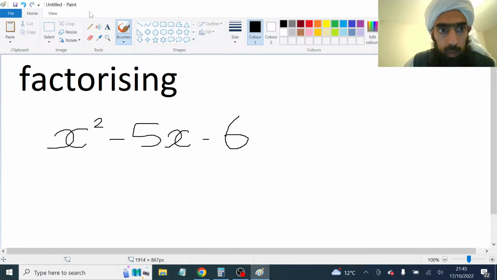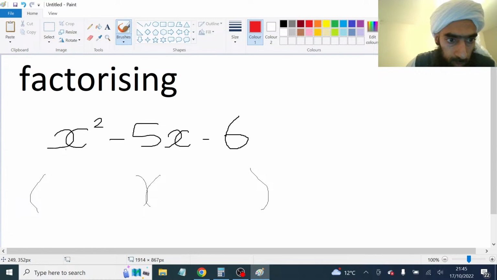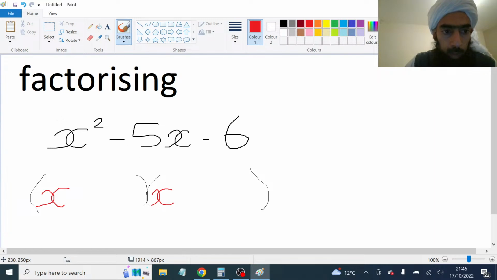In these kind of questions, what we're trying to do is end up with double brackets so that when we expand out the double brackets, we end up with what we started with. The key is really at the beginning and at the end. So at the beginning, you see x squared. So that means you must have x at the beginning of each bracket. Otherwise, there's no other way of getting x squared when you multiply.